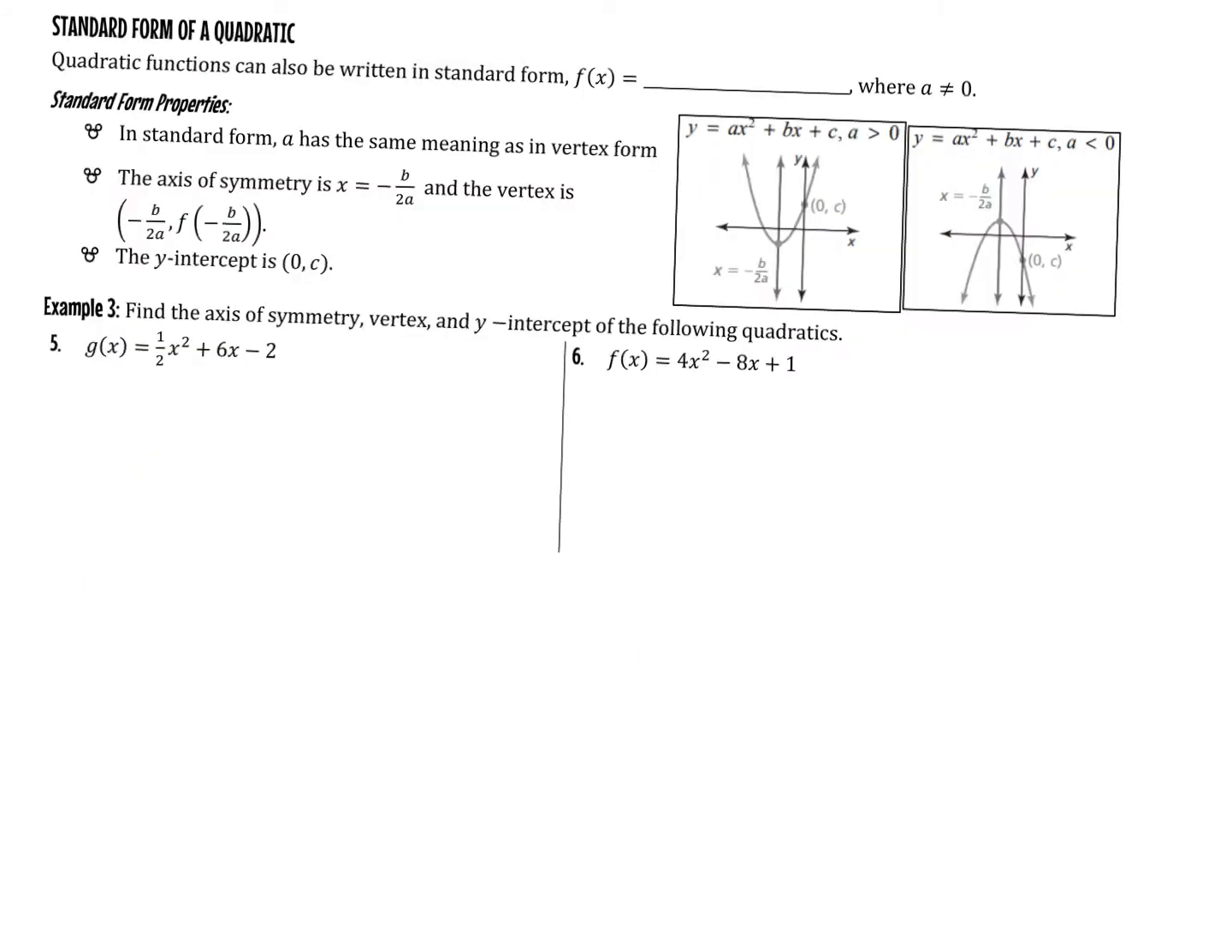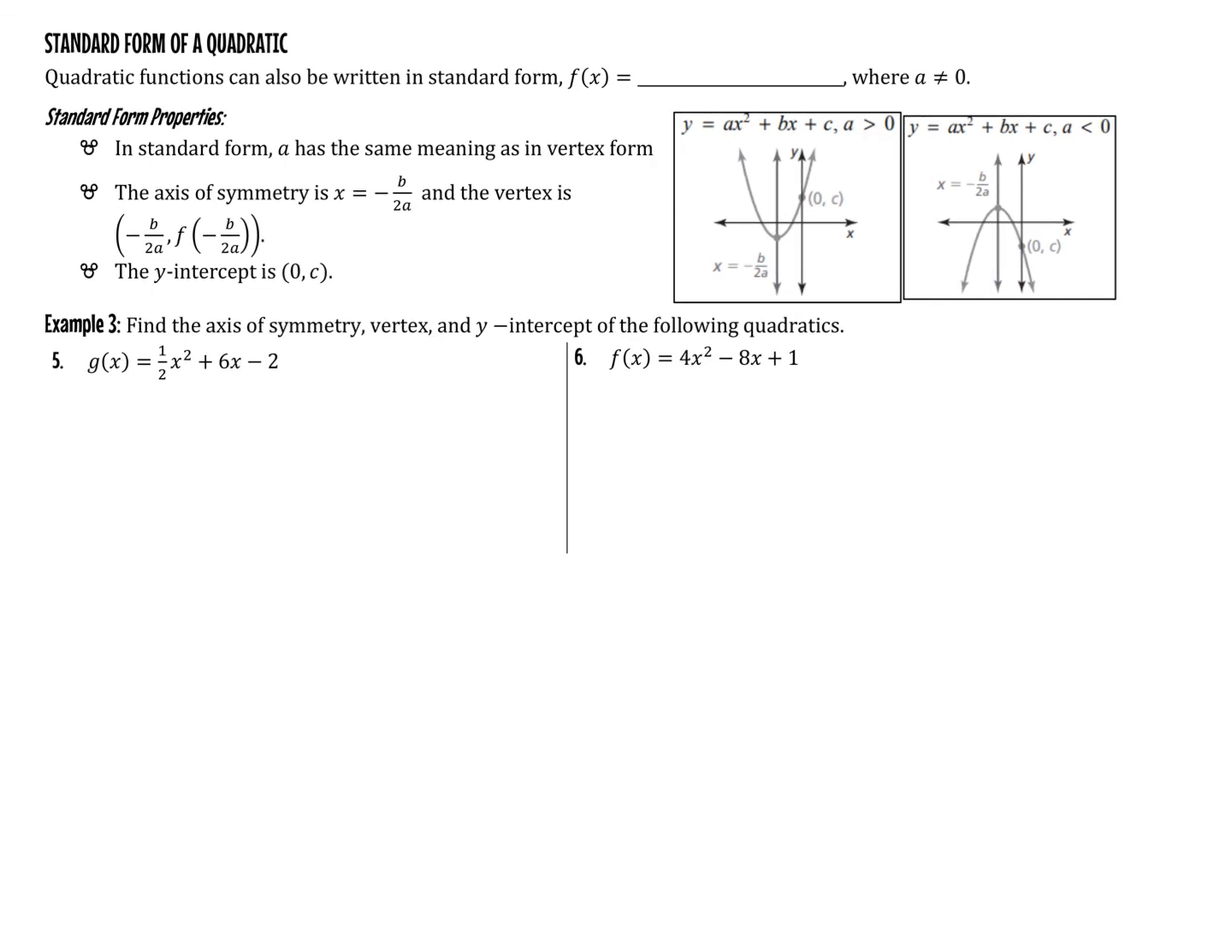So standard form is the form that you most often spend time with in Algebra 1 when you're solving quadratics using all of the different strategies that we use. Standard form is ax squared plus bx plus c, or f of x equals that, where a is not 0, because then we wouldn't have a quadratic. We wouldn't have a term that's being squared.